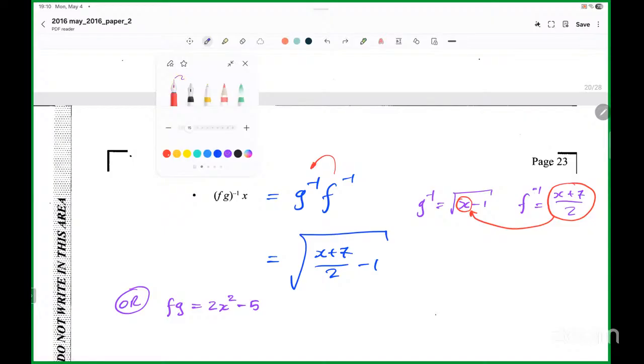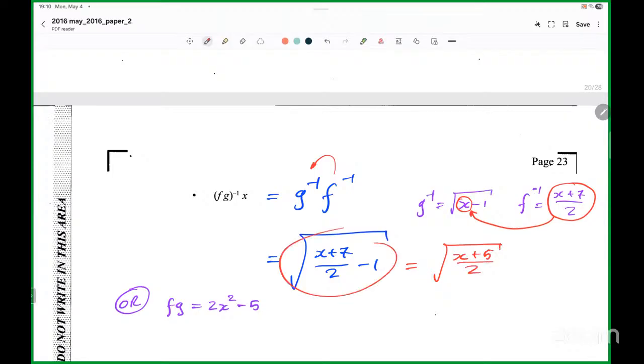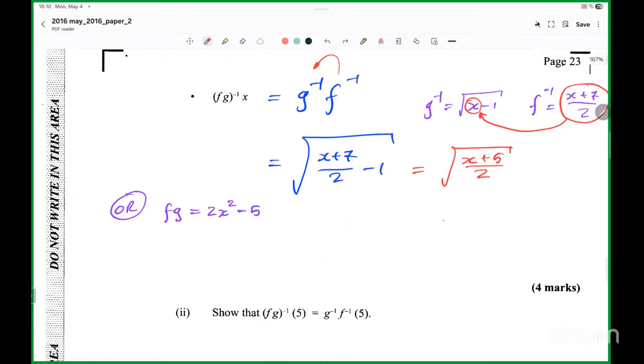This would be equal to the square root of 2 over 2. 7 minus 2 is 5. It's equal to the same as x plus 5 over 2. This thing is the same as this. So we'll invert this one, and that way we're getting, so we're inversing this now.